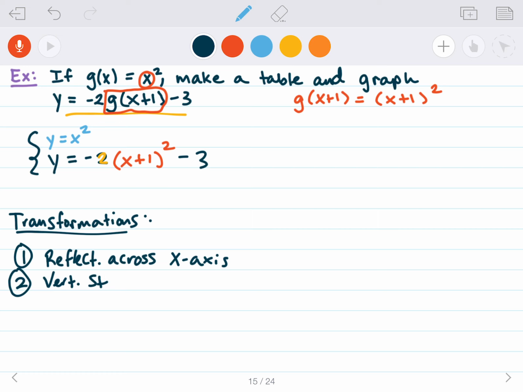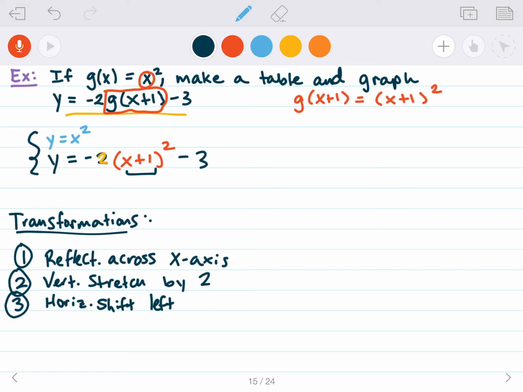Let's see where we're at on time. Cool. Let's look and see what's happening on the inside. Well, I see a +1 in the argument. So that's telling me, hey, I need to shift to the left 1 unit. So horizontal shift left is kind of redundant, but oh well. Left by 1.